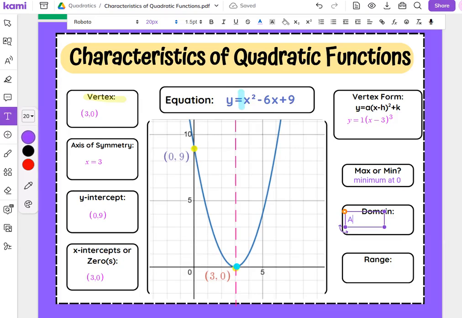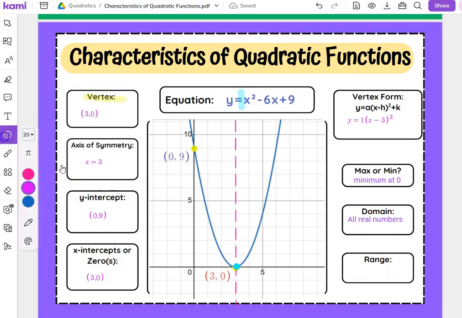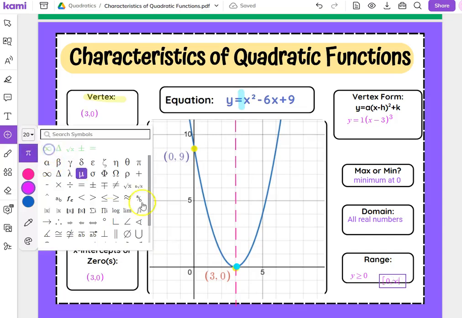Our domain is all real numbers. And so our range then will be anything from 0 up. So y will be greater than or equal to 0. Or if you want to write it in the interval notation, it would be from 0 to infinity. Remember, we always have a parenthesis on the infinity side.